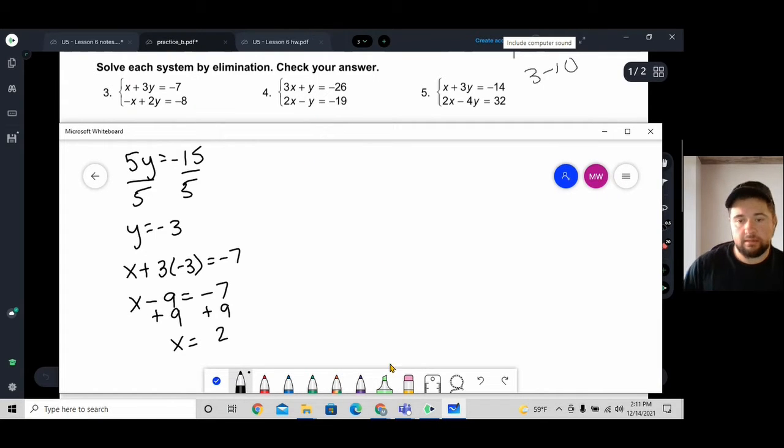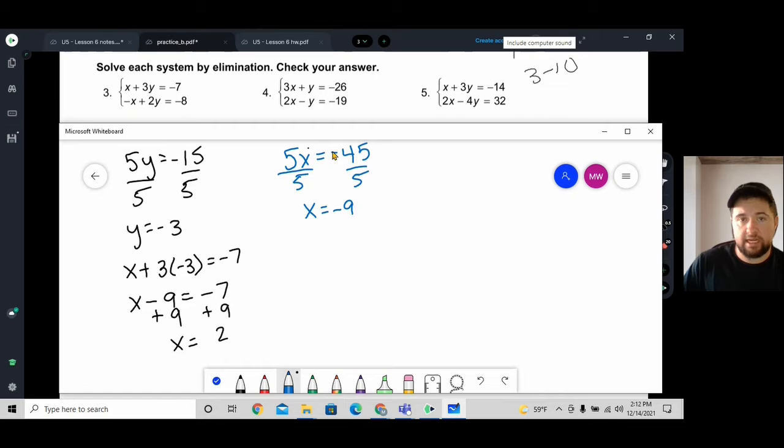Right off the bat, I know immediately that my y's are going to cancel. So I'm going to end up with, I'm going to do this one in a different color, 5x equals negative 45. I'm going to divide by 5, divide by 5, and I'm going to get x equals negative 9.